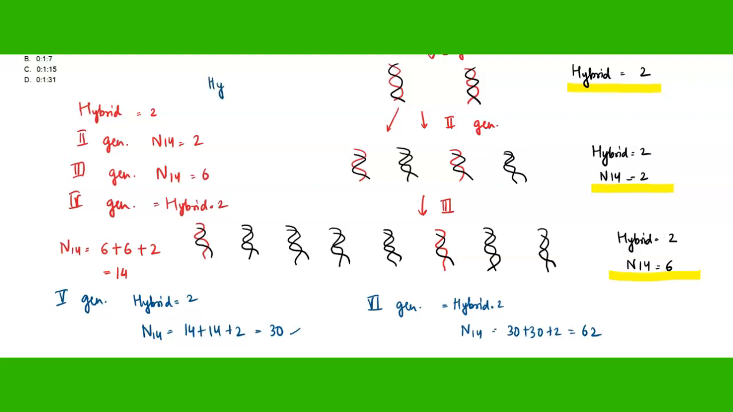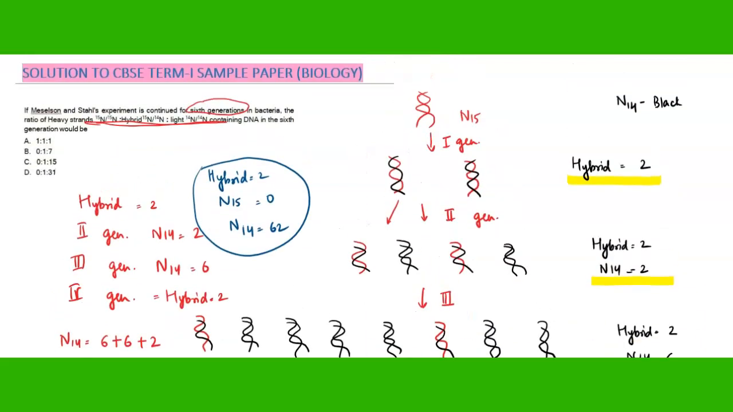We have hybrid how many? 2. We have N15 labeled 0. We have N14 labeled 62 strands. So this is our finding. Let's see what they have asked in the question now. The first value they are asking for N15, right? So this is 0. Hybrid they are asking, that is 2, right? This we have seen here. And N14 at 14 we have 62 strands. So if you will simplify, this ratio will become 0 is to 1 is to 31, right? And here is our answer.